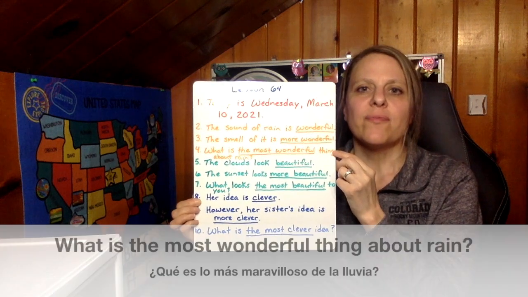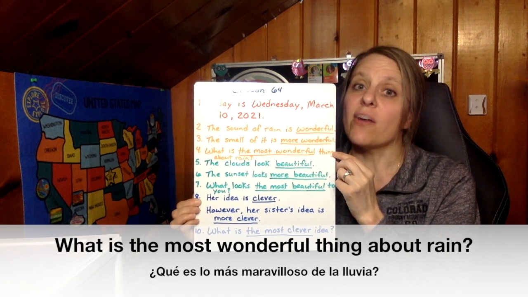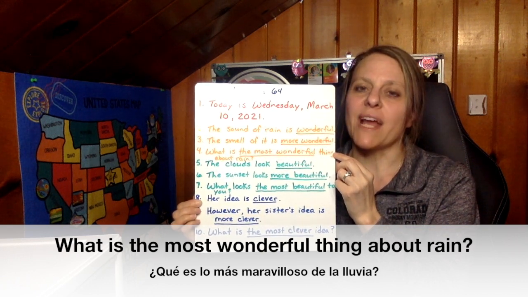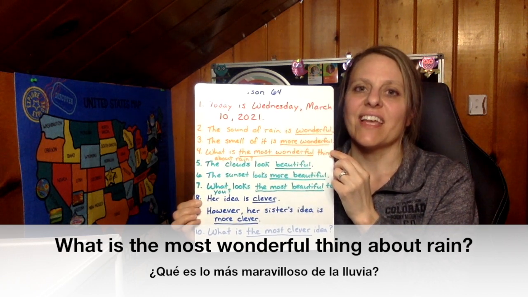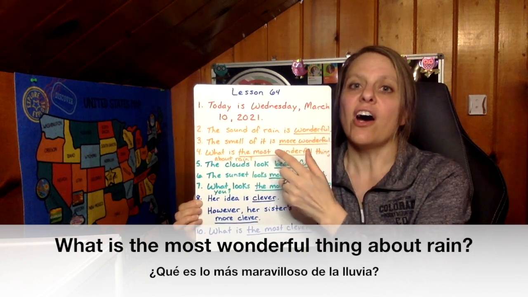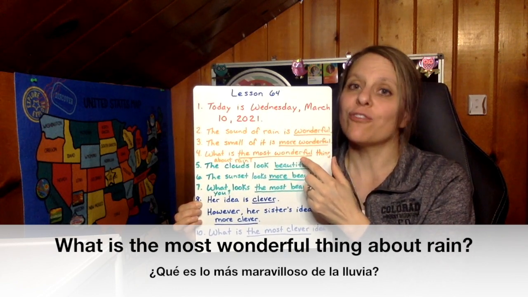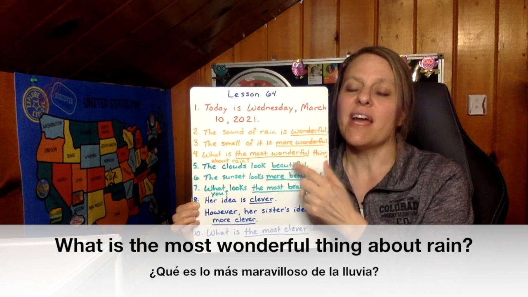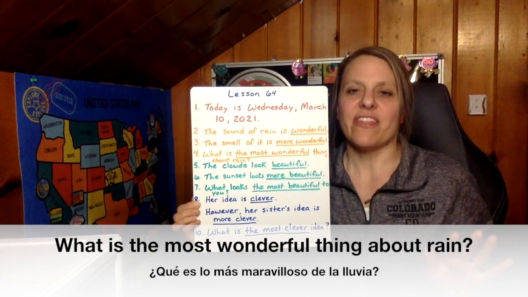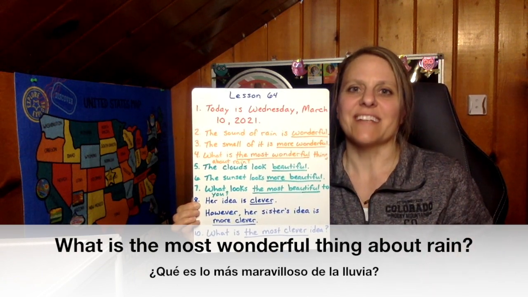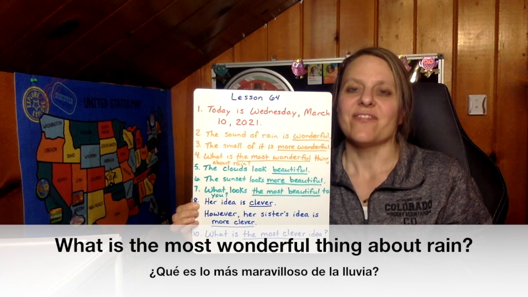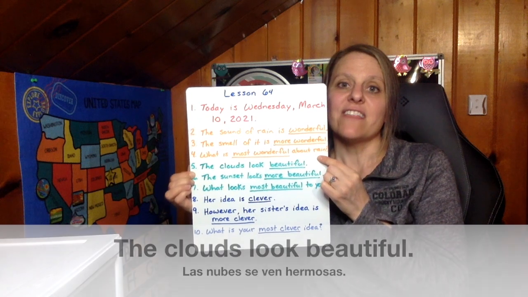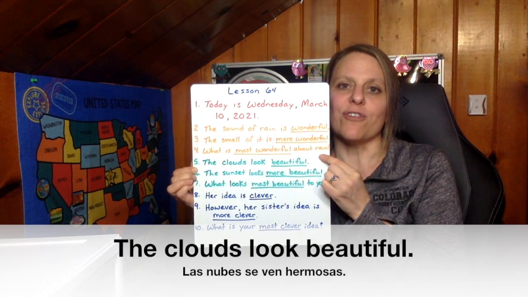Number 4, what is the most wonderful thing about rain? You should have the most wonderful. This is the superlative. It compares all of the things that you like about the rain, or that you think is the most wonderful.